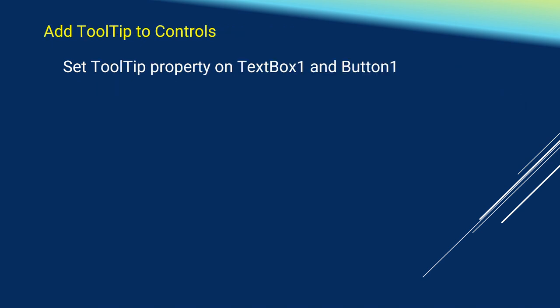To make the form more user-friendly, add tooltips. Set the ToolTip property of TextBox1 to something like "Type your full name here." And for Button1, set a tooltip like "Click to display your name." Tooltips provide extra help without cluttering the form.